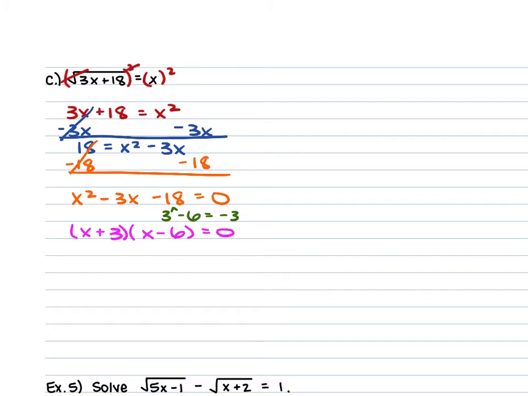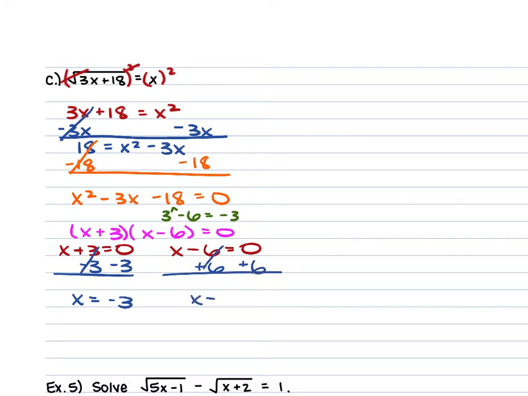Now that you've factored this, set each part equal to 0 and solve for each of them. Move your 3 over by subtracting it from each side. You get x is equal to negative 3. Move your 6 over by adding it to each side. You get that x is equal to 6. So negative 3 and 6 are your two answers for this one.